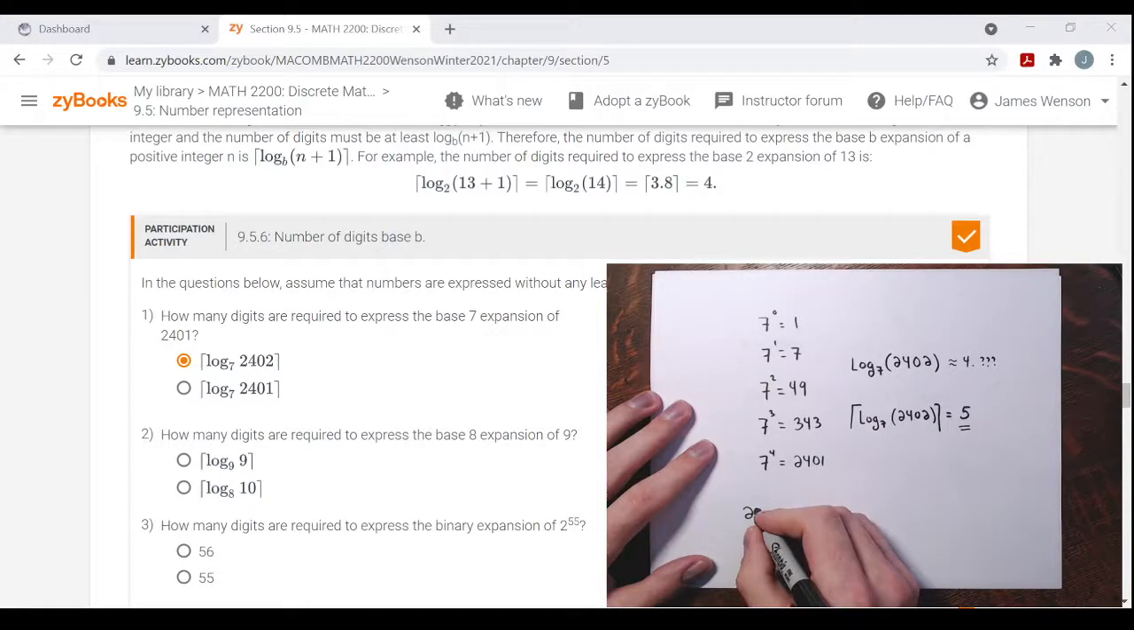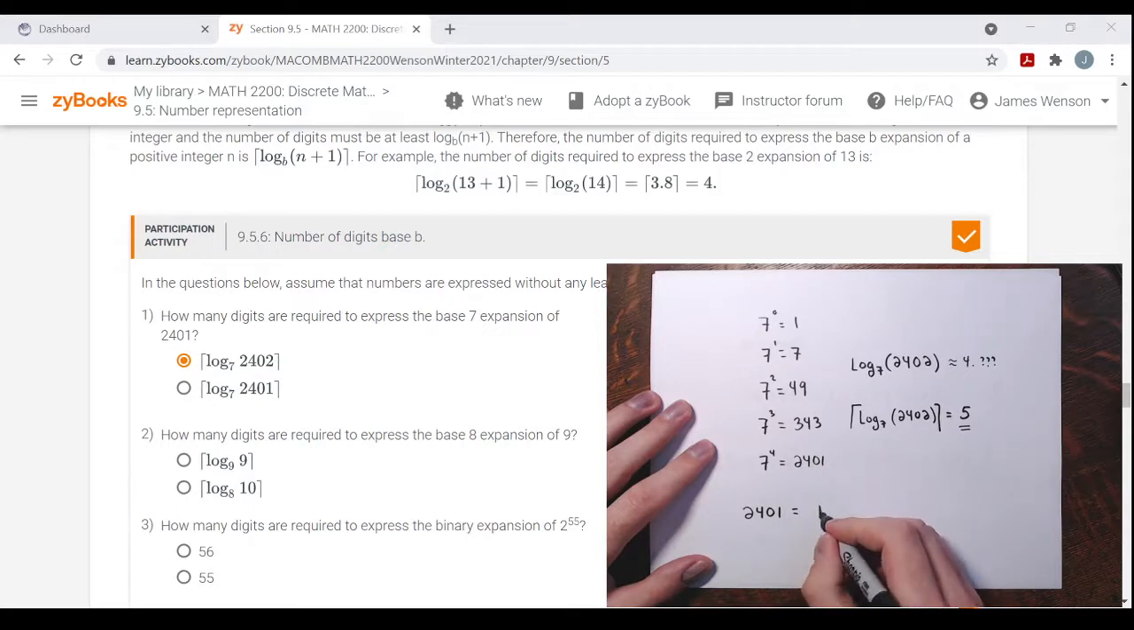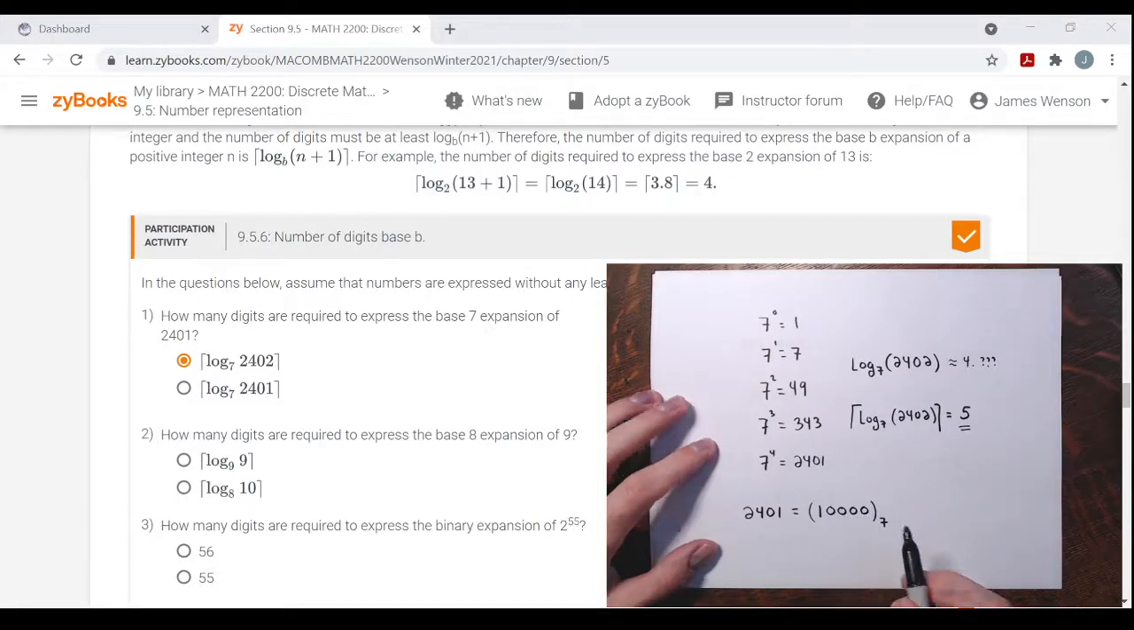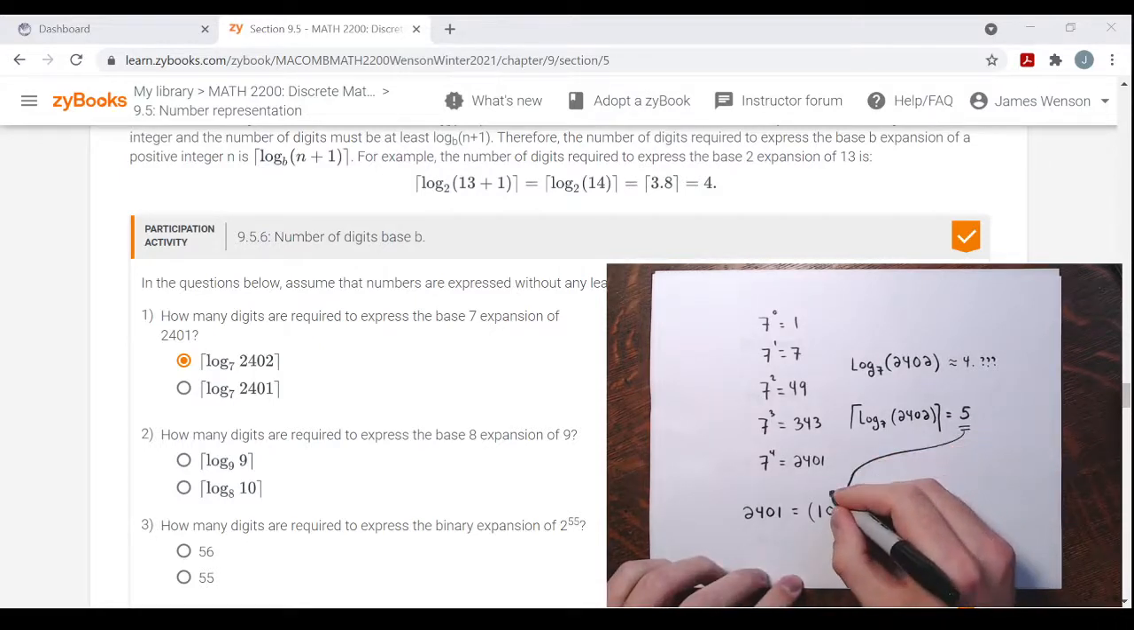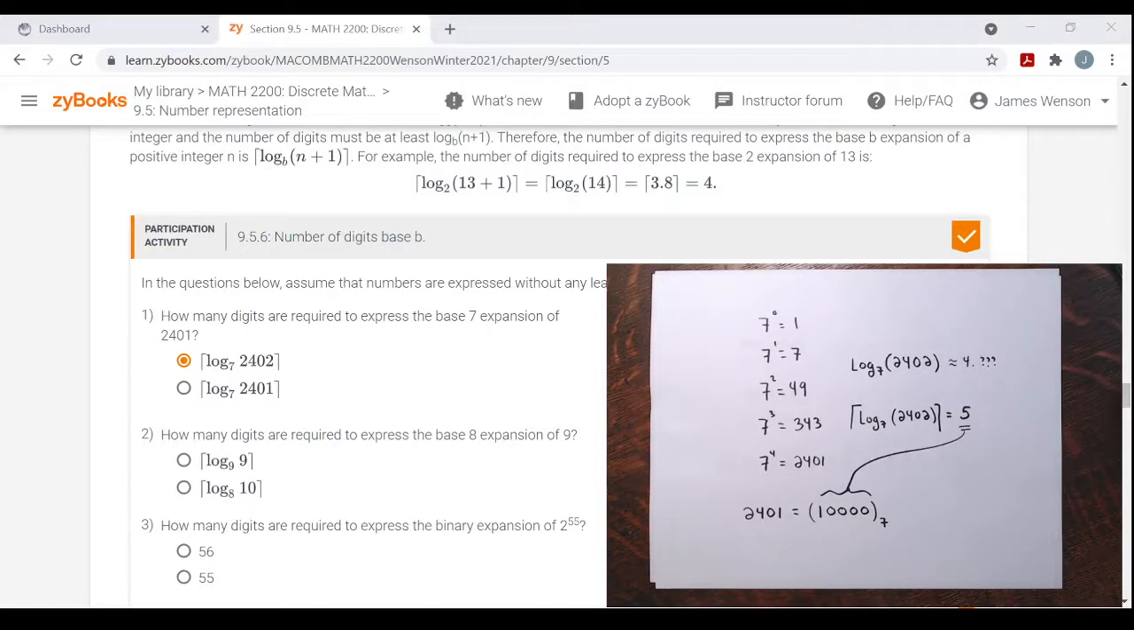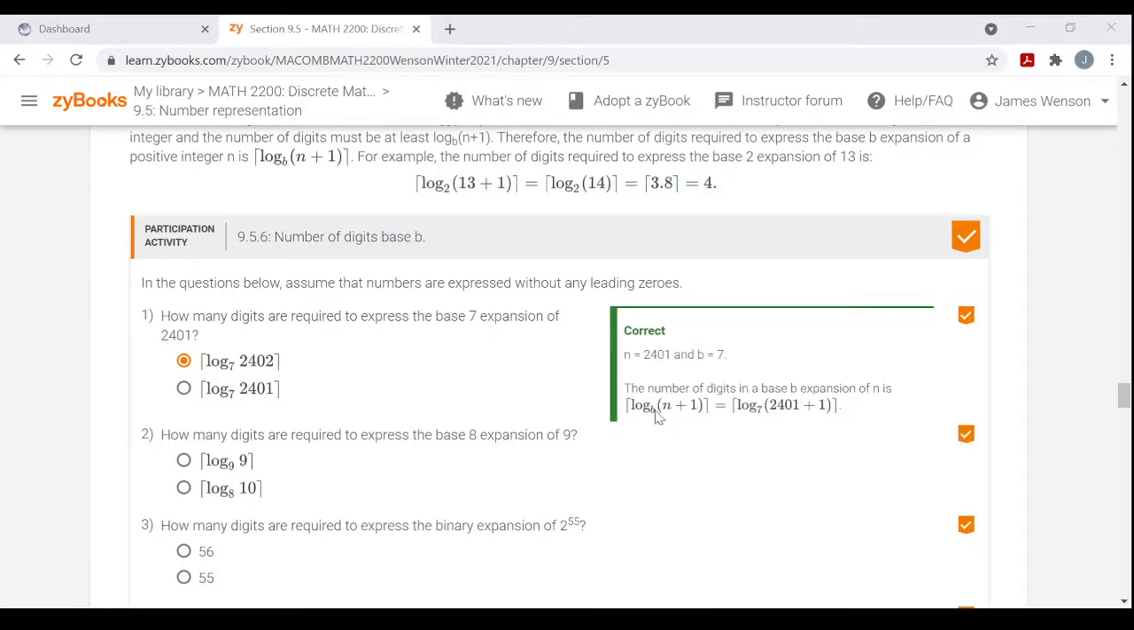Now let's see, 2,401, well remember I already said it was 7 to the fourth. And 7 to the fourth, when you're writing base 7, would be 1 with 4 zeros after it. Right? It's 1 7 to the fourth, 0 7 cubed, 0 7 squared, 0 7 to the first, 0 7 to the 0. All right. So see, it takes 5 digits base 7 to express the number 2,401. And again, that's all this formula is giving us, this ceiling of the log base b of n plus 1.